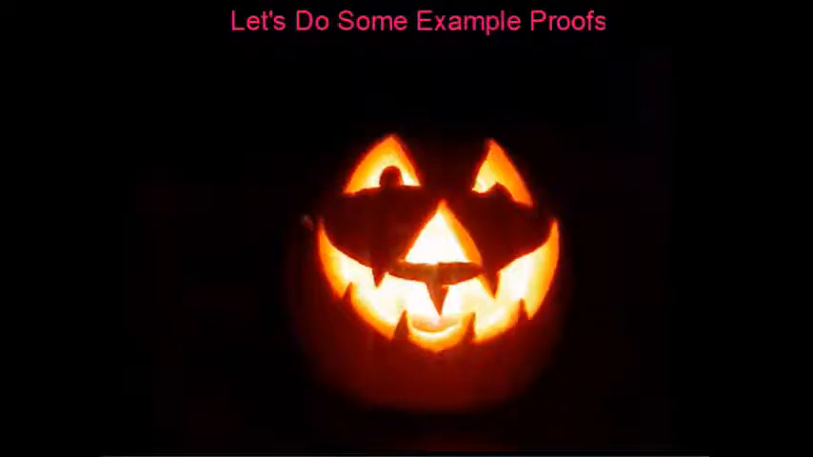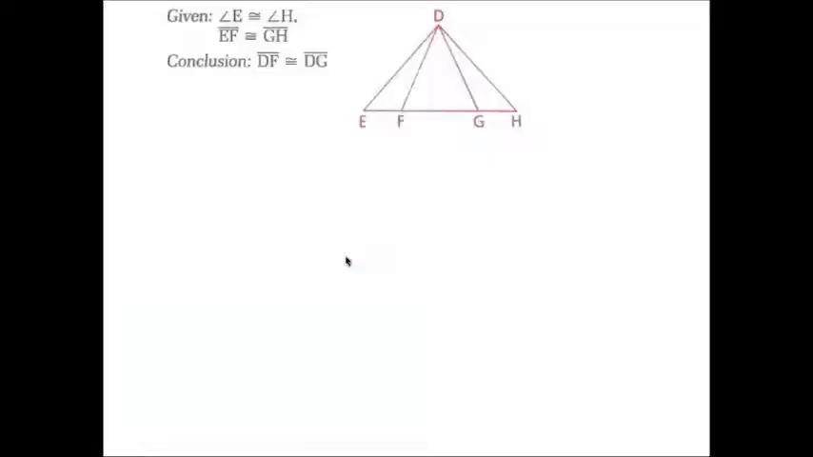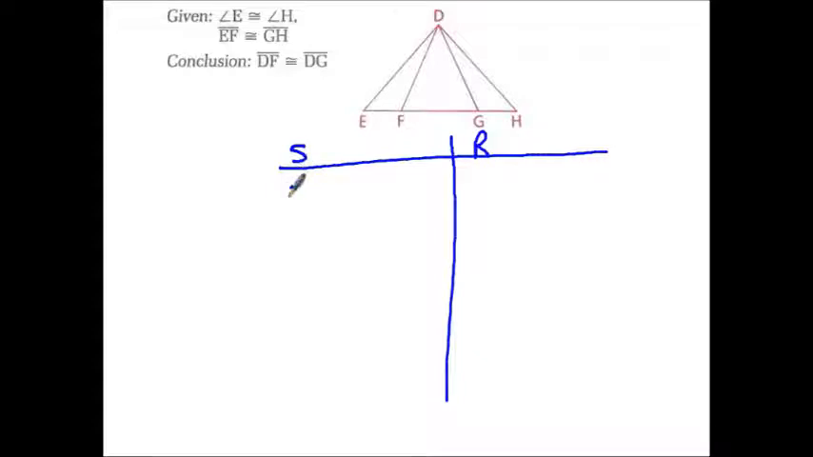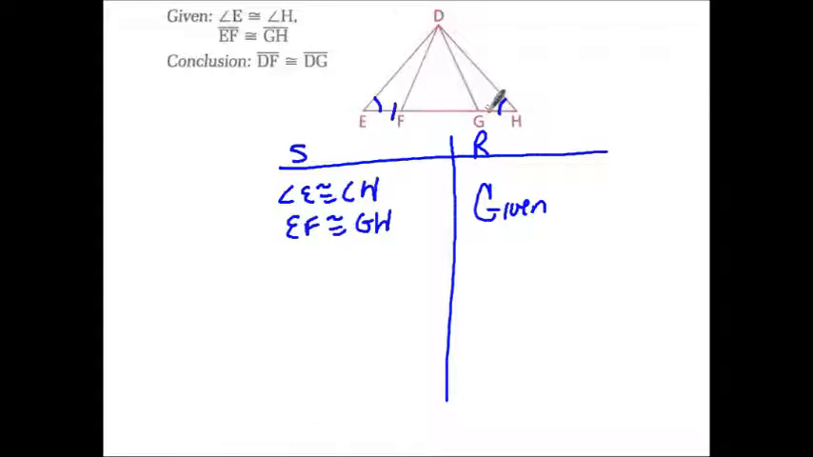Alright, so let's do some pretty scary examples. Okay, so for our first one we have a proof. Let's copy down that picture and let's get our proof going. So here we go. We've got statements and our reasons. We're given that angle E is congruent to angle H. We're also given that EF is congruent to GH. Both of those reasons are given, and I'm going to mark them in. Angle E is congruent to angle H, and EF is congruent to GH.